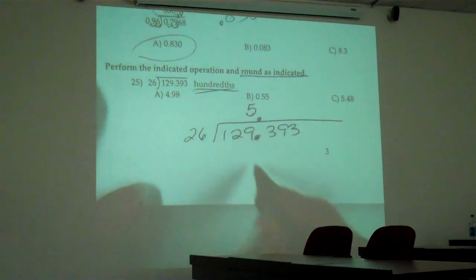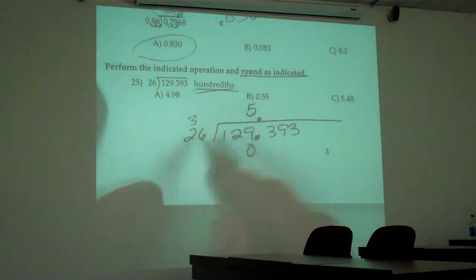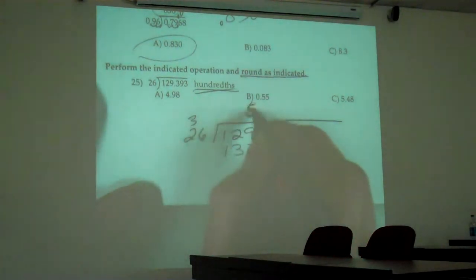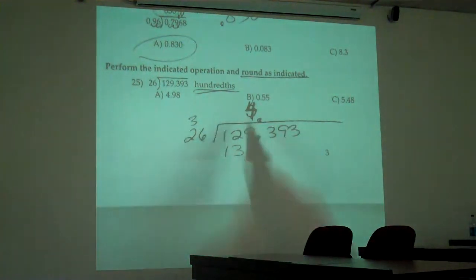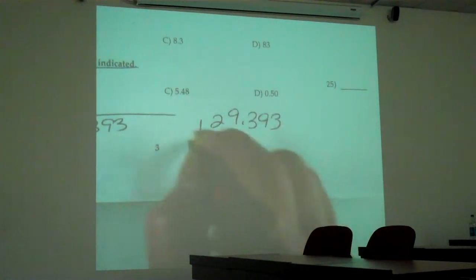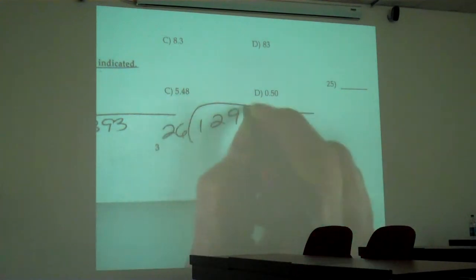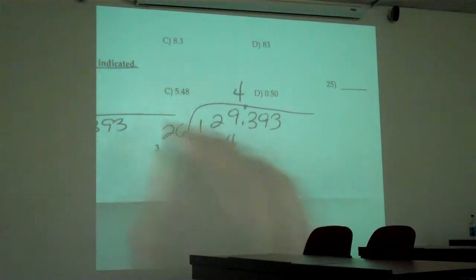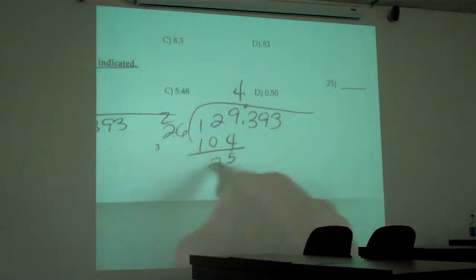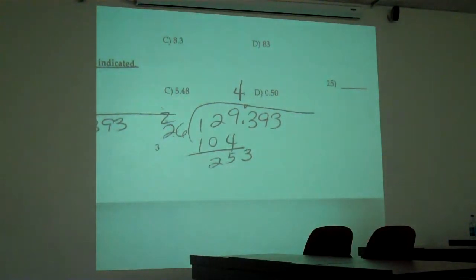5 times 6, 30. 5 times 2 is 10, plus 3 is 13. That's too many? Okay, so 4. I shouldn't have done that in pen, huh? 4 times 6, let's start over. 129.393. So 4 times 6 is 24. 8, 9, 10. Okay, so 4. And then probably a 9.